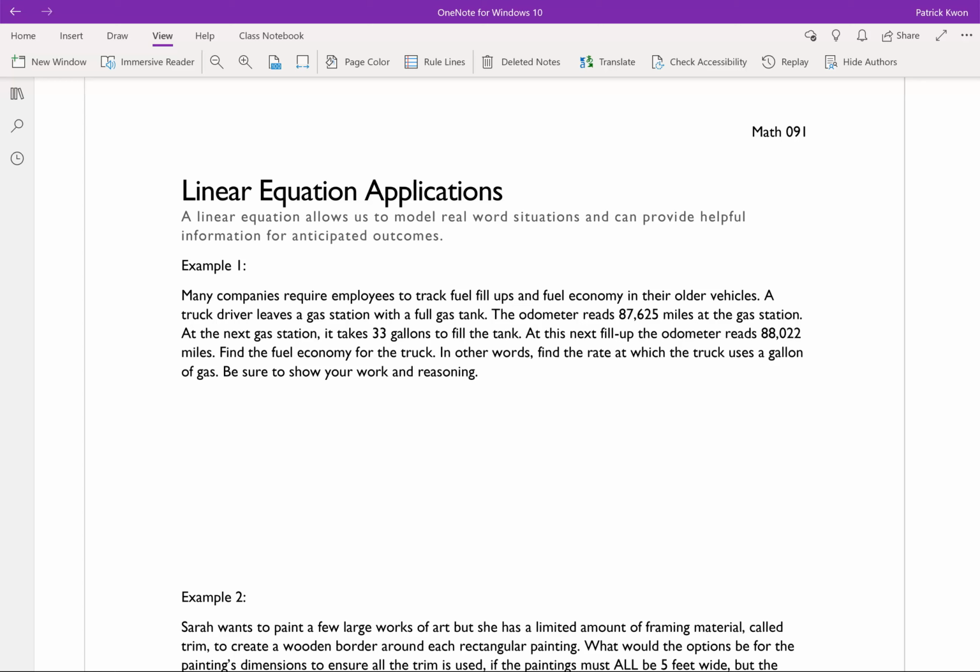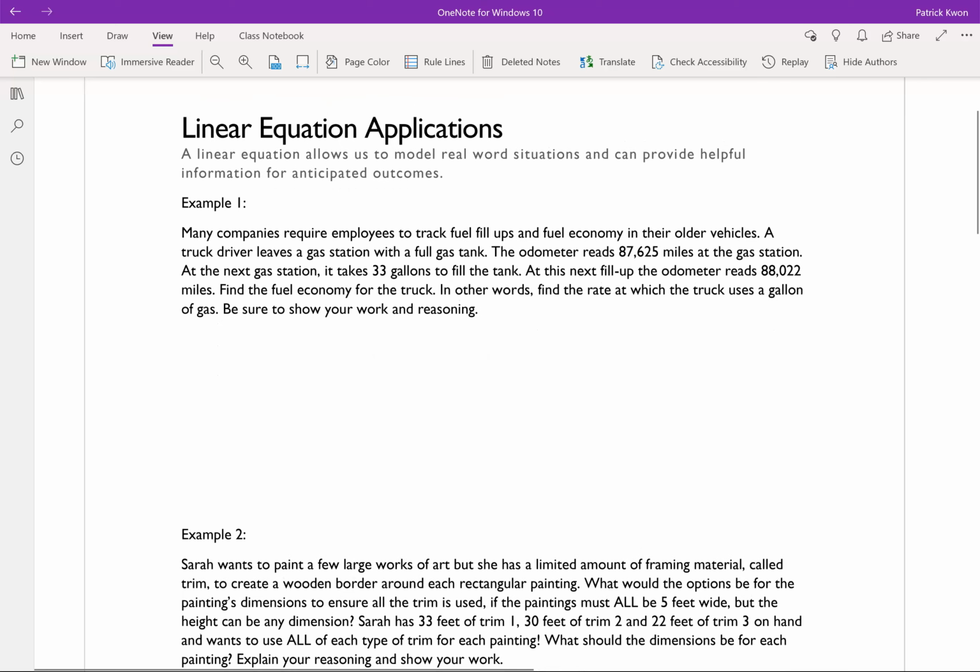A truck driver leaves a gas station with a full tank of gas. The odometer reads 87,625 miles at the gas station. At the next gas station, it takes 33 gallons to fill the tank. At this next fill up, the odometer reads 88,022 miles. Find the fuel economy for the truck. In other words, find the rate at which the truck uses a gallon of gas. Be sure to show your work and reasoning.